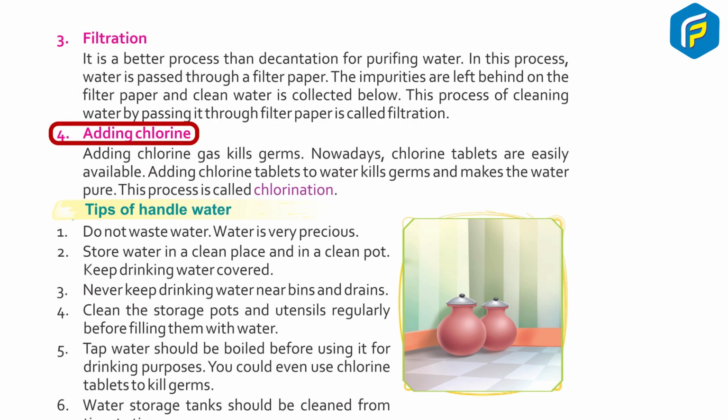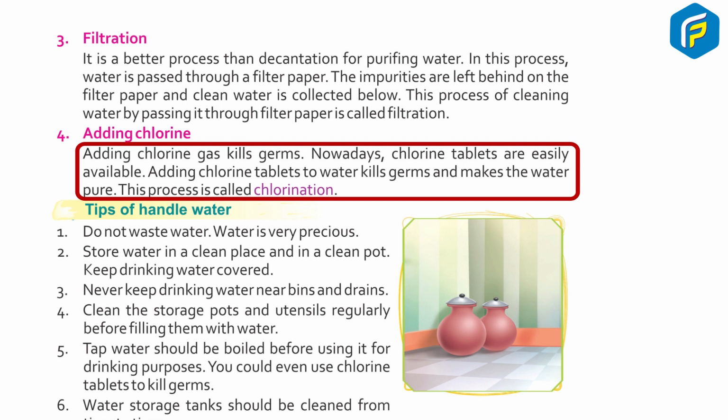4. Adding chlorine. Adding chlorine gas kills germs. Nowadays, chlorine tablets are usually available. Adding a tablet to water kills germs and makes the water pure. This process is called chlorination.